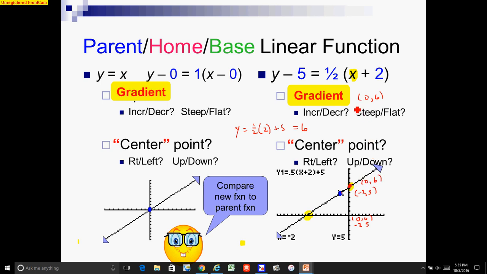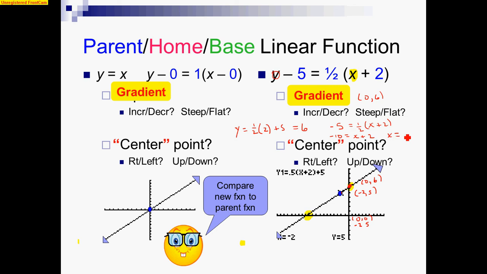Now I will put 0 in for y. So negative 5, because I put 0 in here, is equal to 1/2 x plus 2. Multiply both sides by 2 and I get negative 10 is equal to x plus 2. Subtract 2 from both sides and I get x is equal to negative 12. X is negative 12 when y is 0.